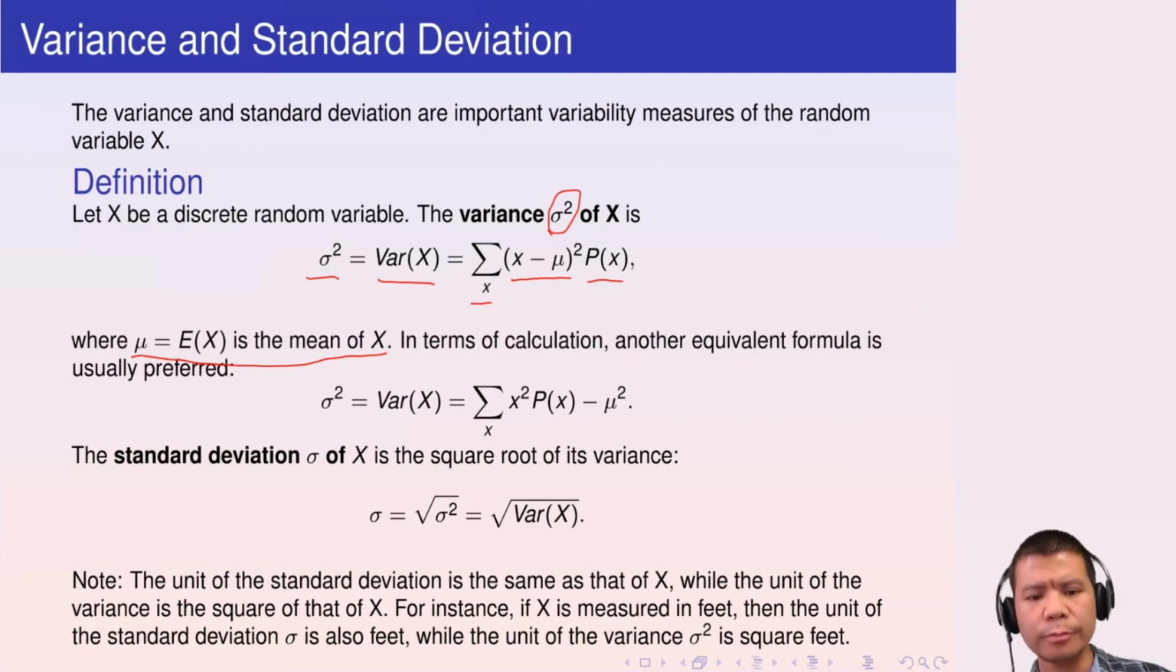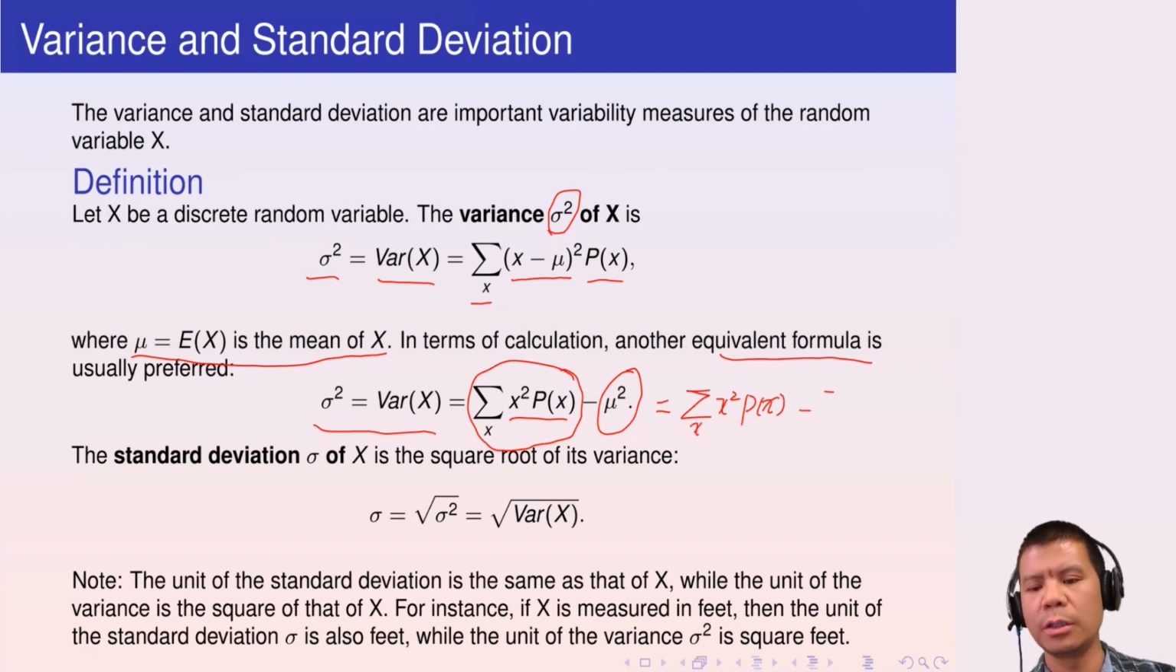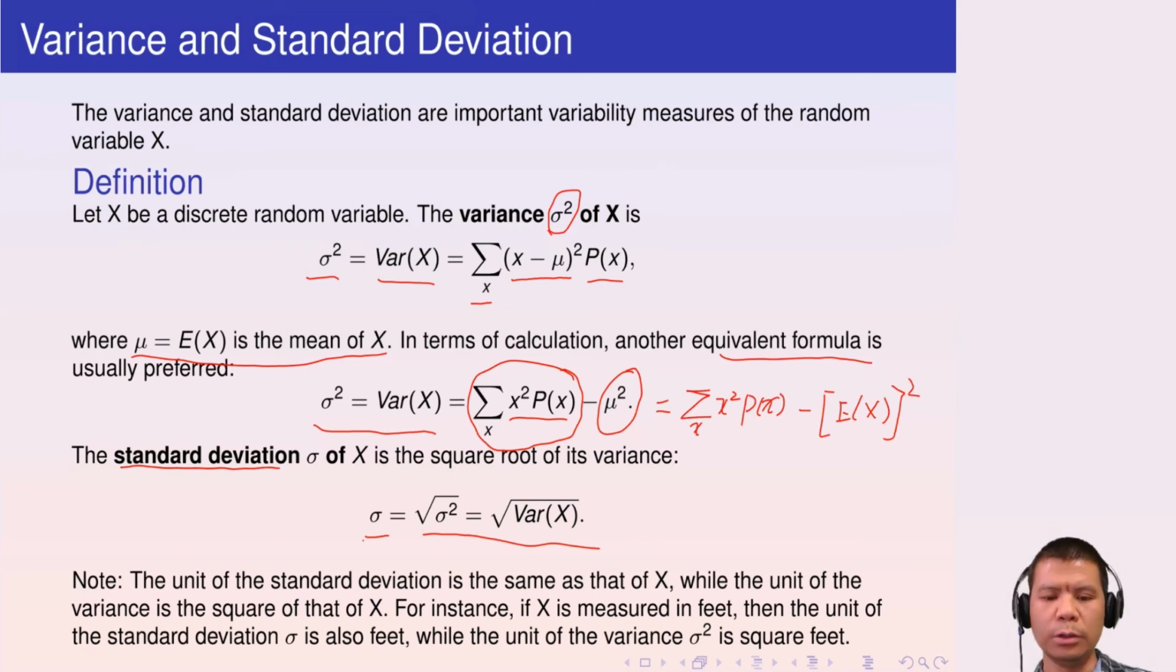In terms of calculation, this formula is usually preferred. The variance equals the summation of x squared p(x) minus the square of the expectation, which is mu squared. So this is the variance. And then the standard deviation is the square root of the variance.